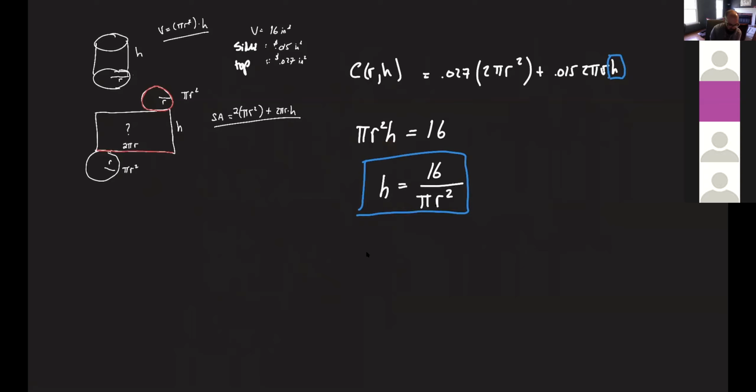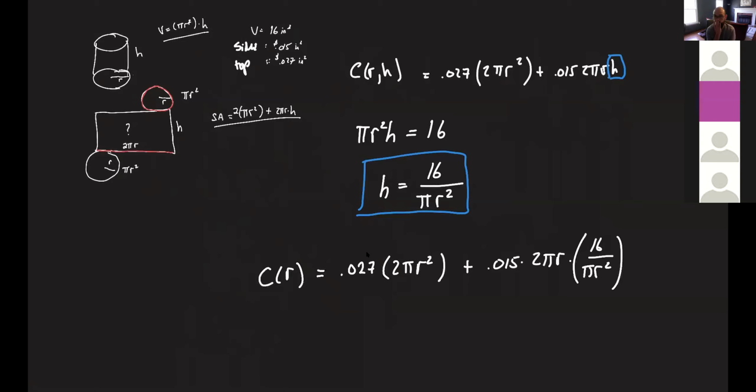So when I make that substitution, I'm not going to have any variables except for the radius. My cost function based on the radius is going to be 0.027 times 2 pi r squared plus 0.015 times 2 pi r times 16 over pi r squared.